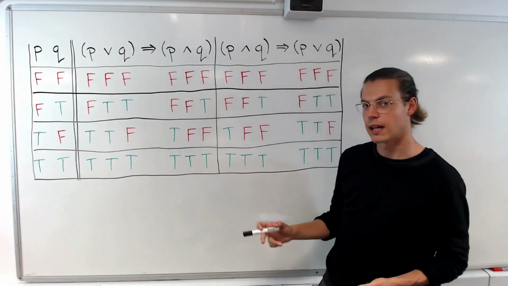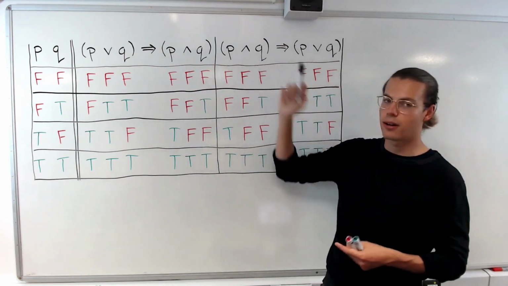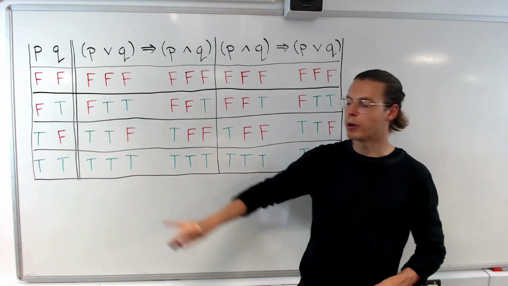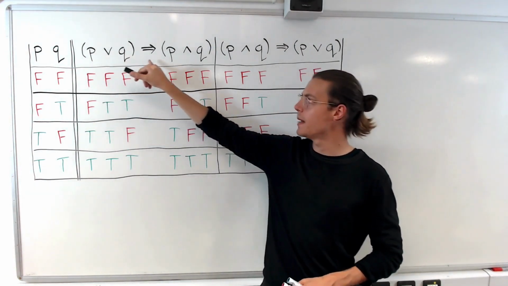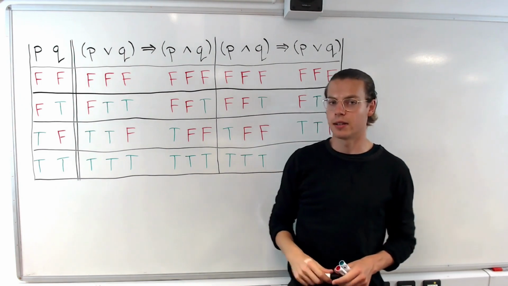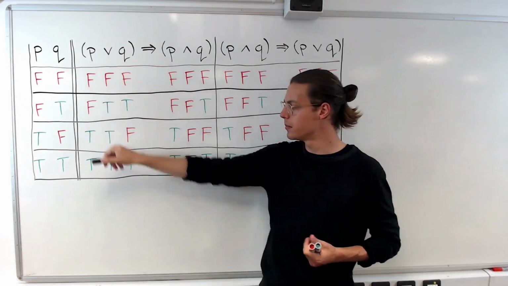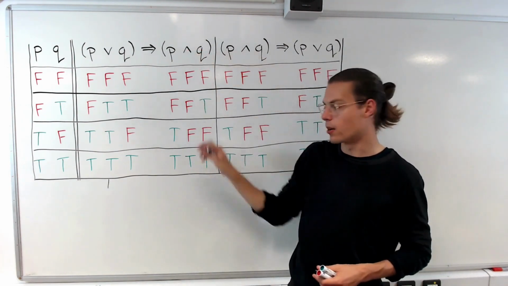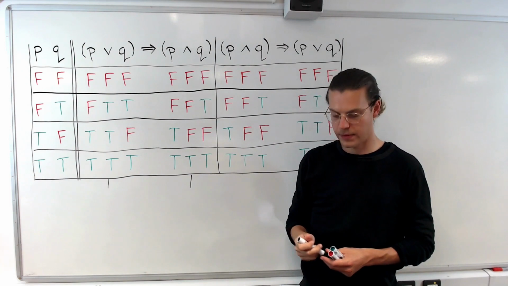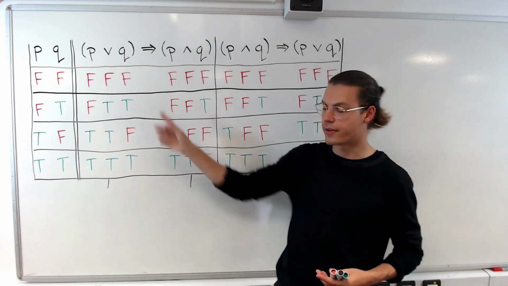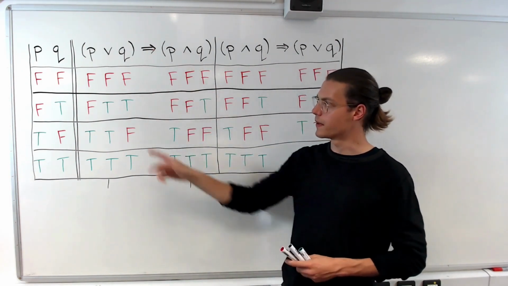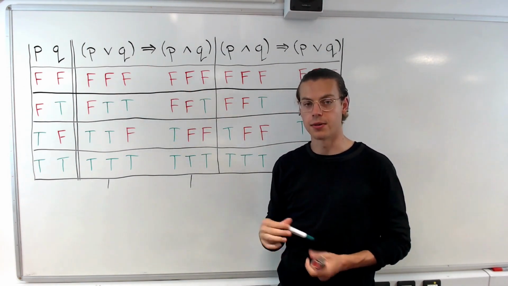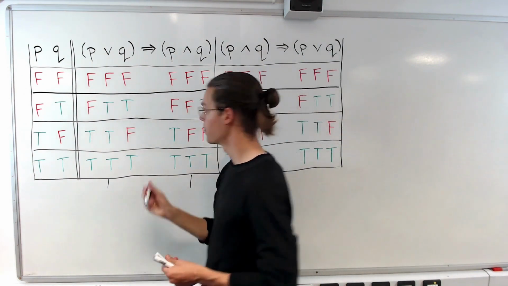The last operators to look at are the implies operators. And we need to make sure we're looking at the right columns here. We want p or q implies p and q. So we need to look at our OR column and our AND column. And this will give us our truth values for the implies. So first up, false implies false. And that's true. False implies anything is true.